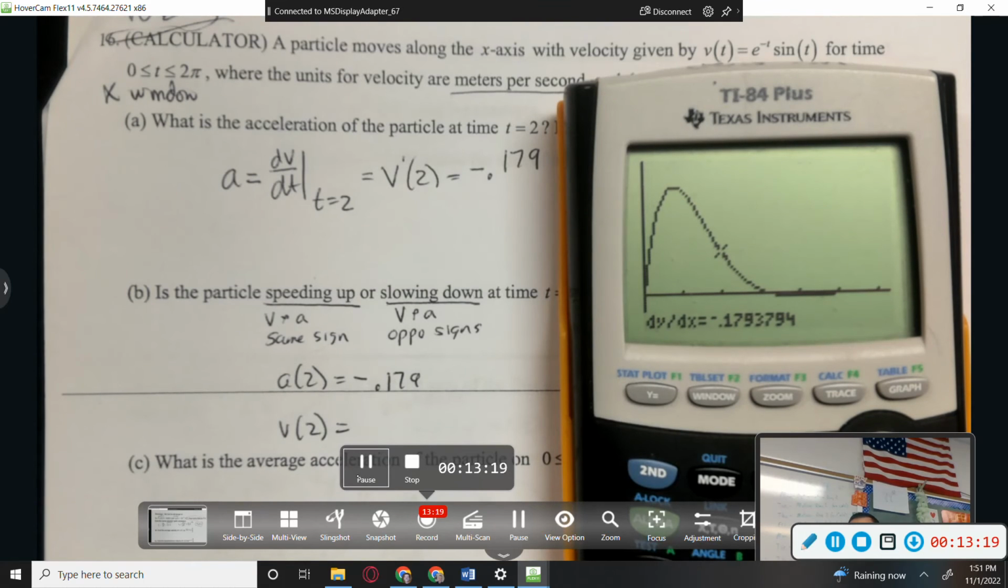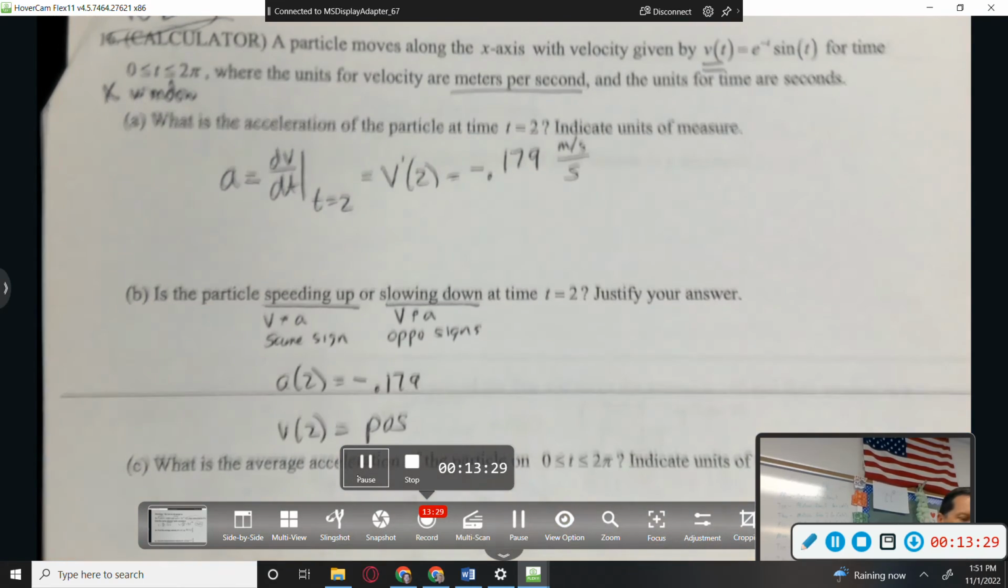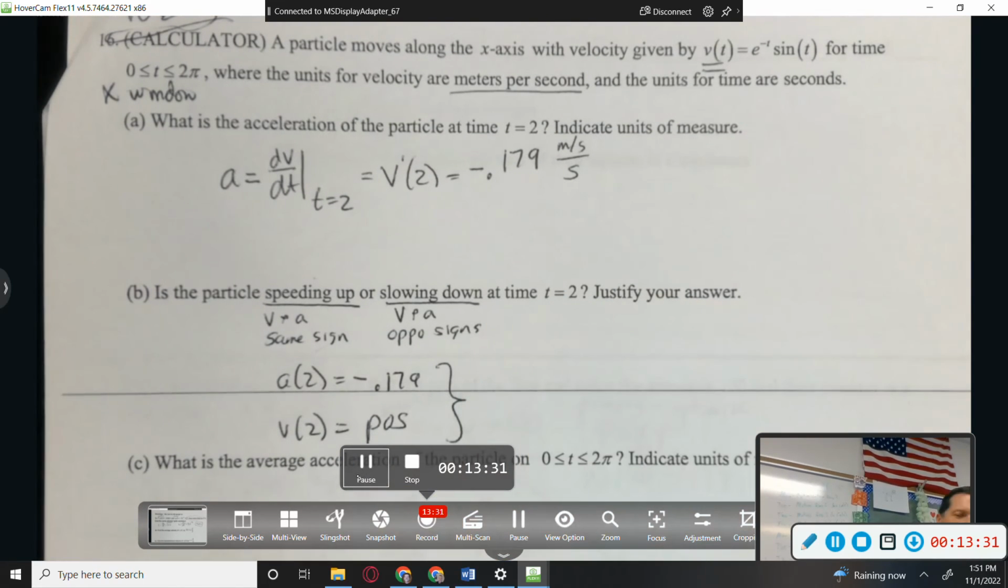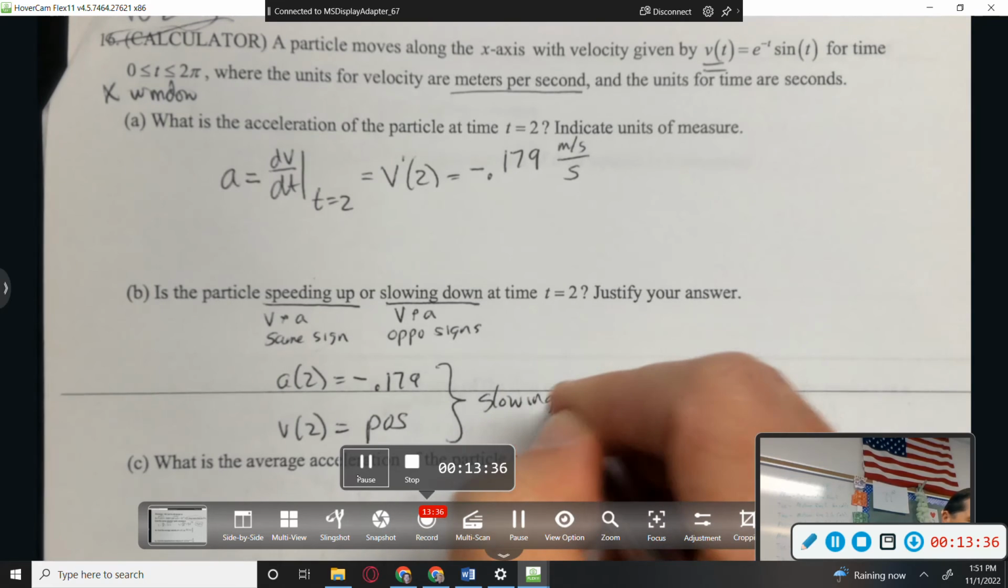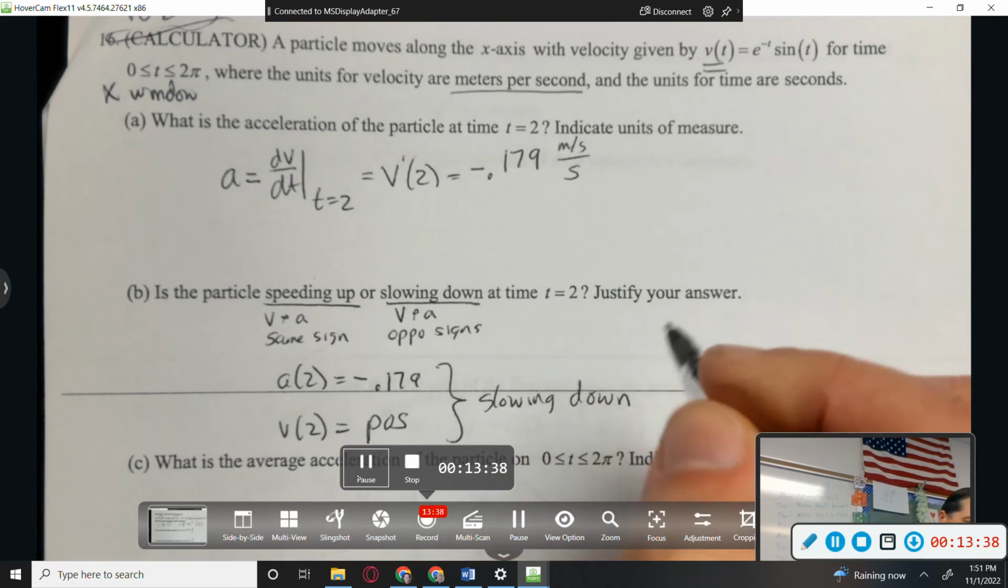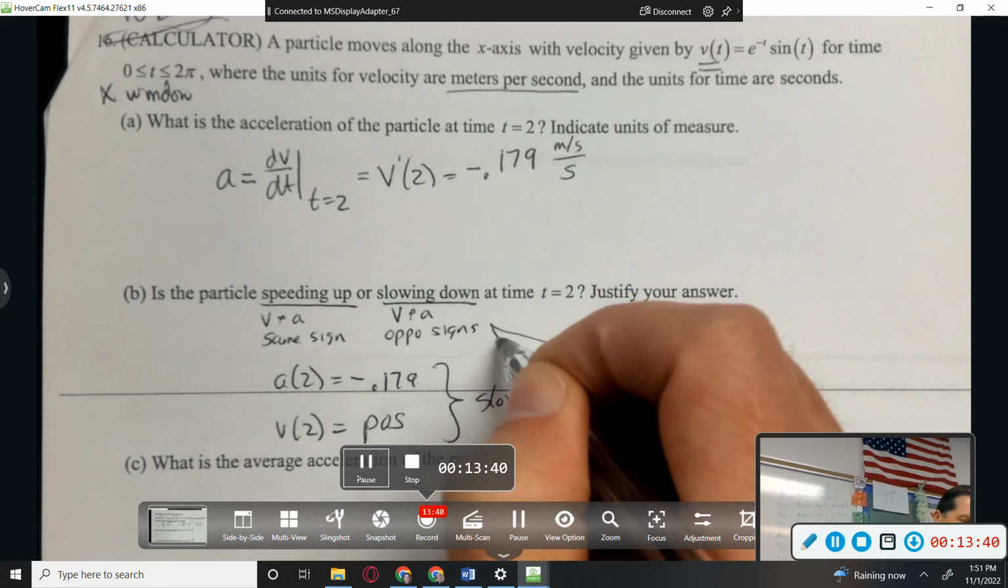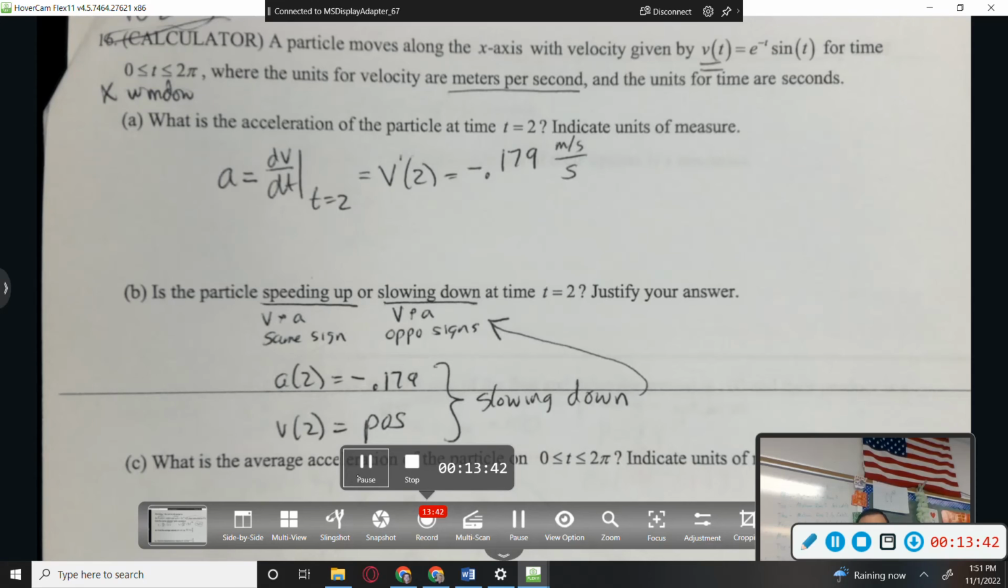For my purposes, what do I need to know about V of 2? It's positive. The actual value is positive. The slope's going down, but the V is positive. So what's my conclusion then? Slowing down. And I kind of already justified it. I guess I could point back to that and say they have opposite signs.